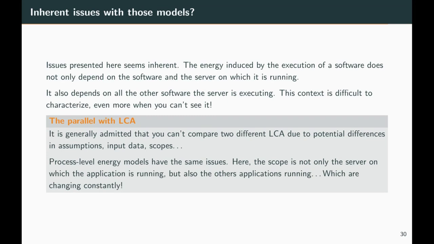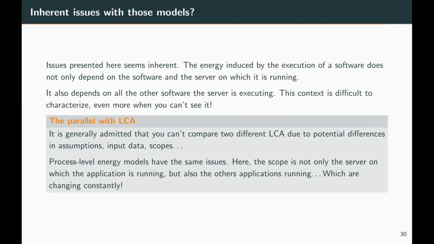So I try to do a parallel with life cycle assessment. Maybe it's not a very good parallel because I'm not an expert on life cycle assessment, but from what I understand, it's quite admitted that you can't compare two different life cycle assessments because there are potential differences in assumptions, input data, scopes, and so on. And actually what we can observe is that process level energy models have the same issue, because here the scope is not only the server, the scope is also all the applications running on the server that are not your own application. So actually the context is changing.